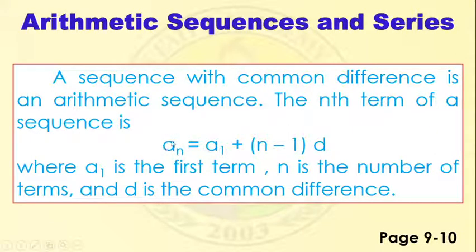So, yung a sub n po natin is kung ano po yung term na hinahanap. Yung a sub 1 po natin, siya po yung first term. Yung n po natin, kung ano po yung term na hinahanap, yun din po yung magiging value ni n. The next, yung common difference natin sa ating sequence.